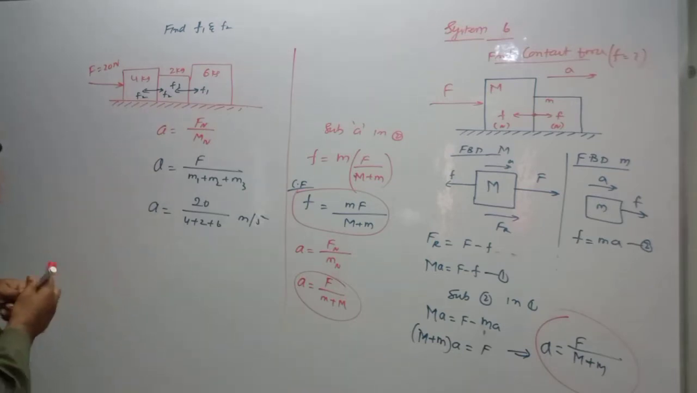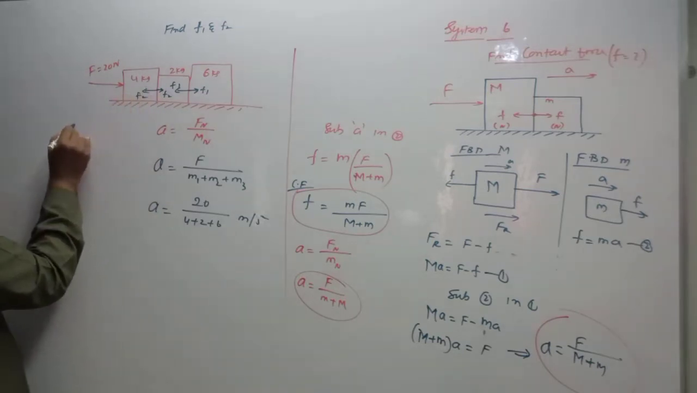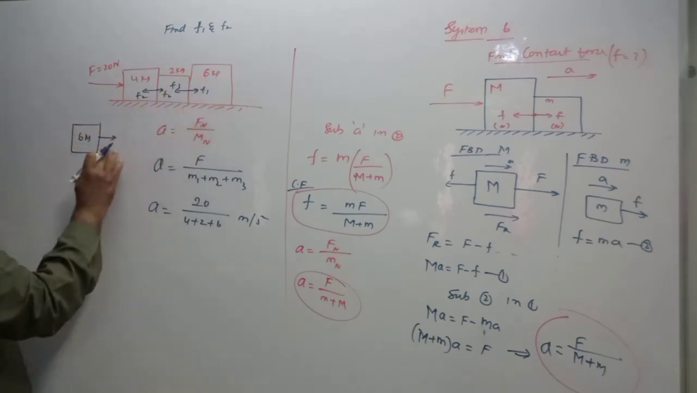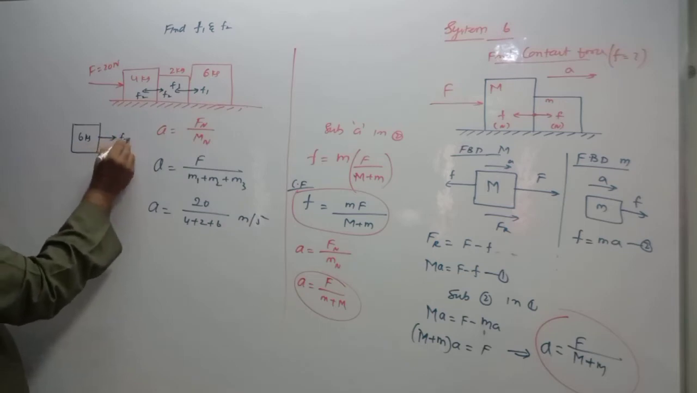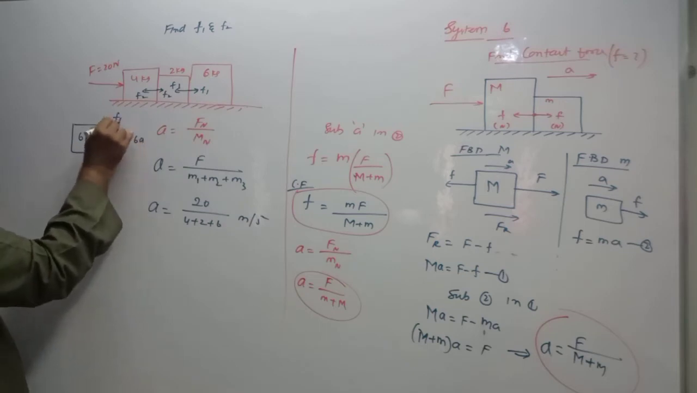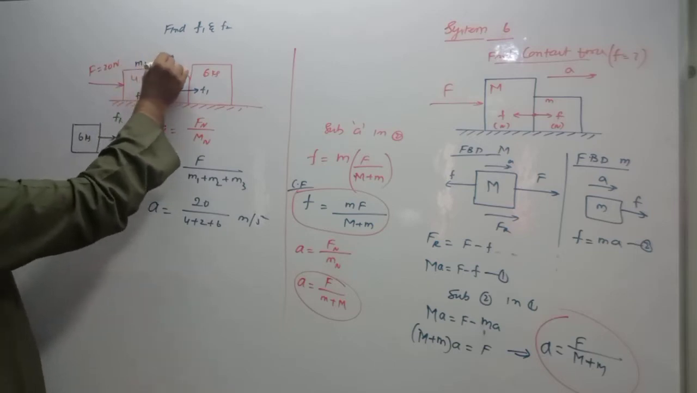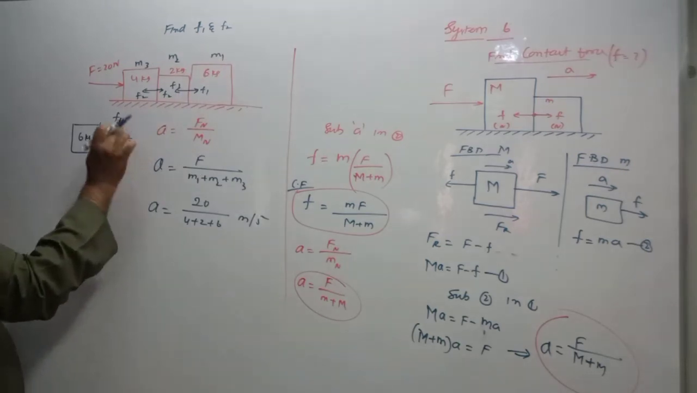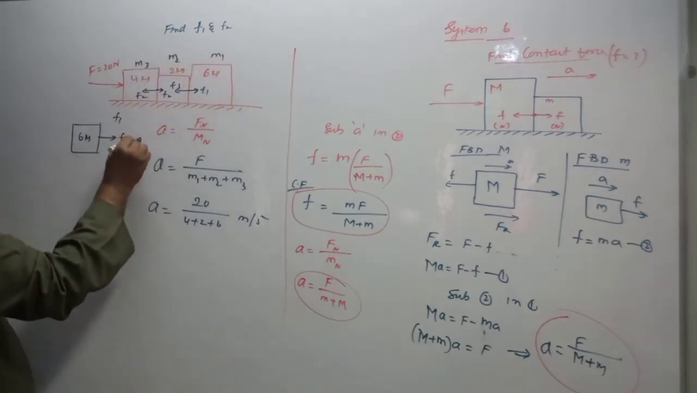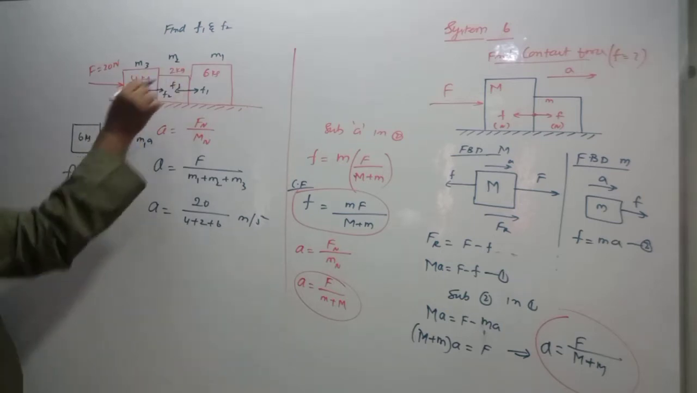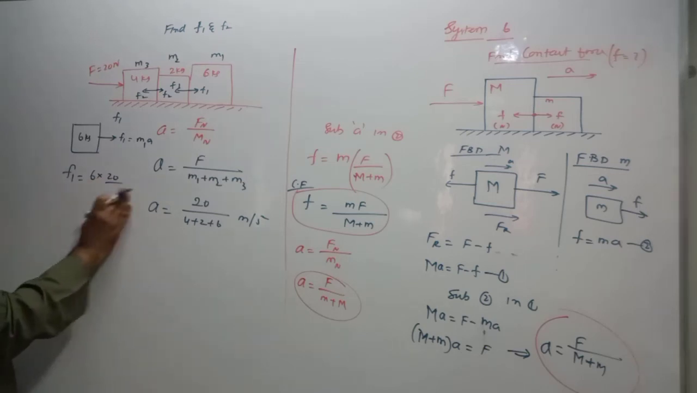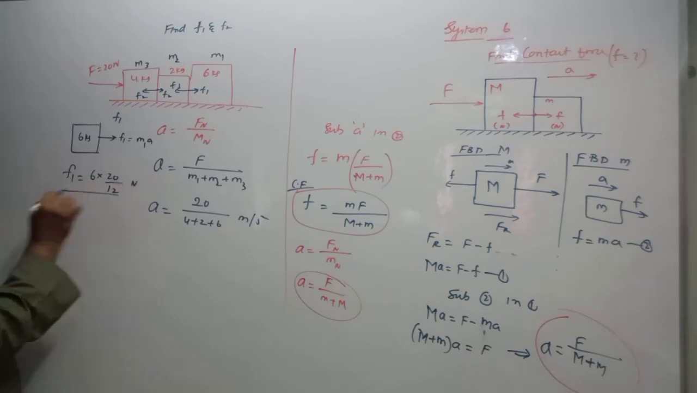How are you going to find out these contact forces? Very simple. Consider the 6 kg block separately. How many forces are acting on this 6 kg block? Only one force is acting, that is F1 is equal to 6 into a. For example, this is M1, this is M2, and this is M3. It's a simple formula that force F1 is M1 into a. So directly you get the answer. M1 is 6 and a is 20 by 4 plus 2 plus 6, that is 12. You can write 12 directly here. So you get the answer F1 easily.